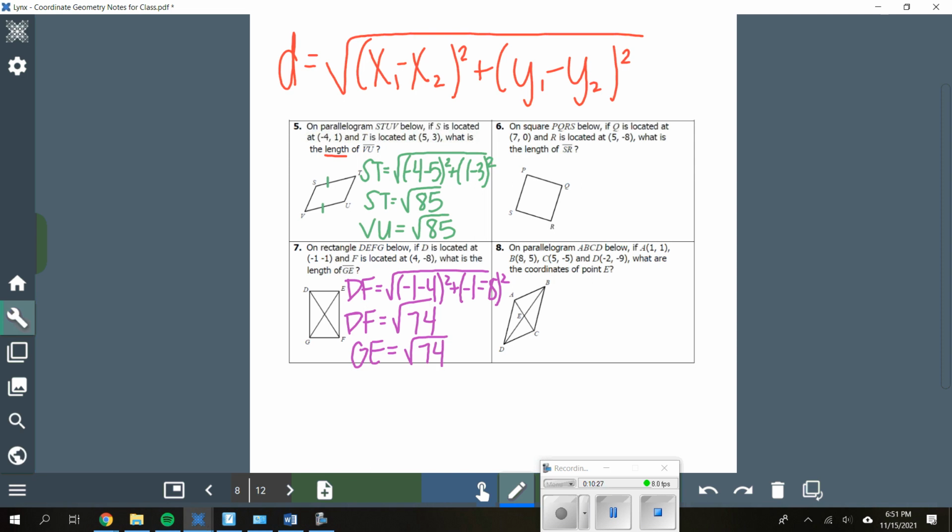Number 8 is a parallelogram. They give us the coordinates of A, B, C, and D, and they want us to find the coordinates of E. Well, remember, in a parallelogram, in all quadrilaterals, this E is your midpoint. So I want to find the midpoint. Your midpoint formula is x1 plus x2 divided by 2, and y1 plus y2 divided by 2. So we can find the midpoint of either AC or DB. It doesn't matter because E is in the middle of both.